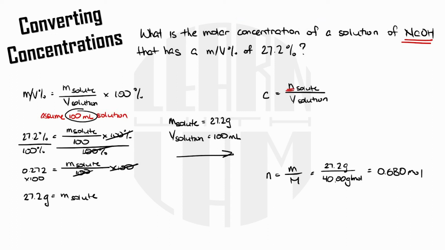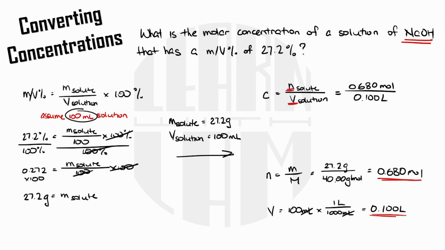0.680 moles. With volume, I have it in milliliters, but molar concentration requires it in liters, so we'll convert it using unit analysis. And that gives us 0.100 liters. So now we substitute into our molar concentration equation, and that gives us 0.680 moles divided by 0.100 liters, which gives us 6.80 moles per liter.